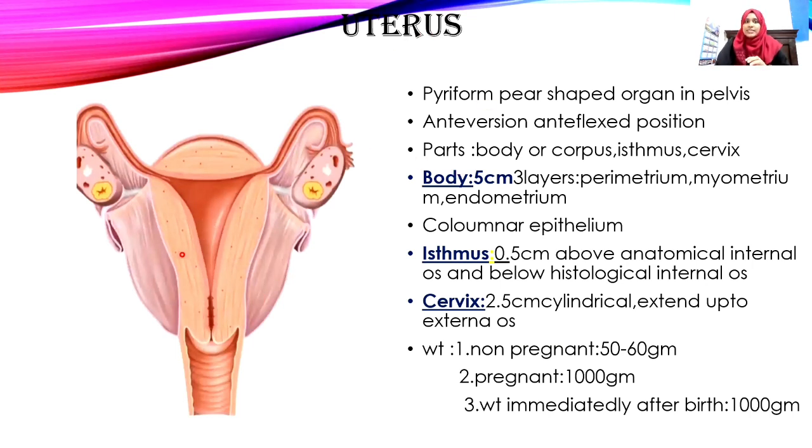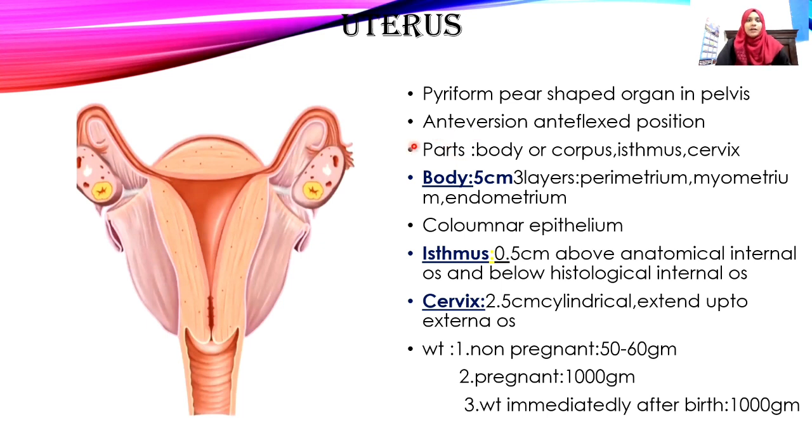So the uterus is a pyriform, pear-shaped organ, most commonly asked question. So it is anteflexed, anteverted. So anteverted, anteflexed position. It is most commonly asked about the position of the uterus, like retroverted, like that. Okay. So it is also an important point.